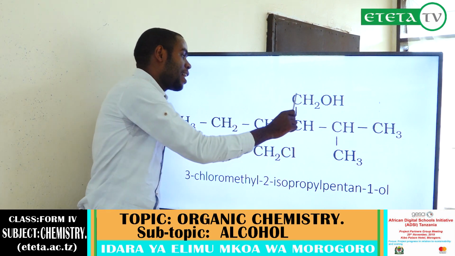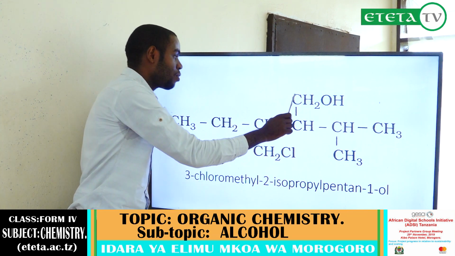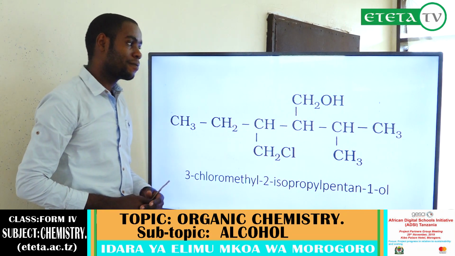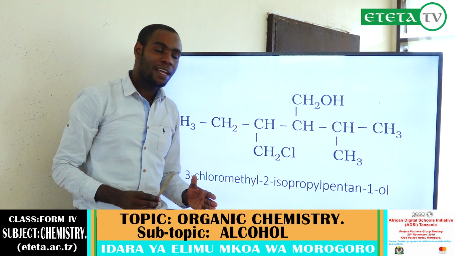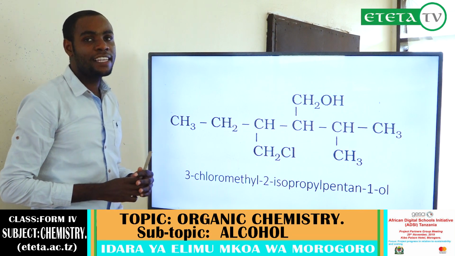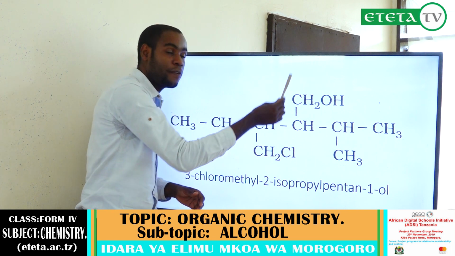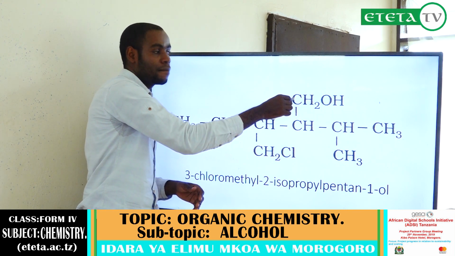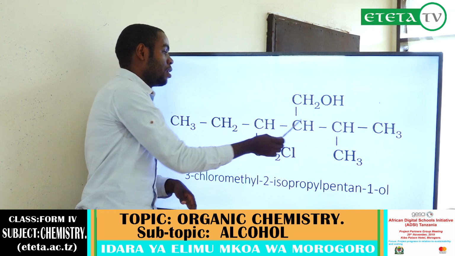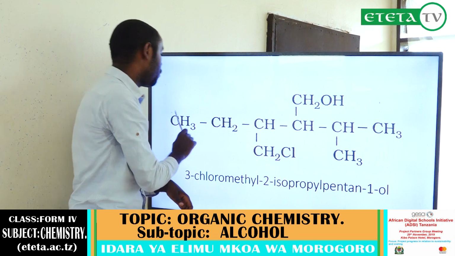Now, after identifying the longest chain, what follows is to number. This one, 1, 2, 3, 4, 5, is your chain. Numbering will start from the end nearest the hydroxyl group. The hydroxyl group is on the first carbon if you start from right to left. From left to right, it will be 5. So numbering will start from right to left: 1, 2, 3, 4, 5.